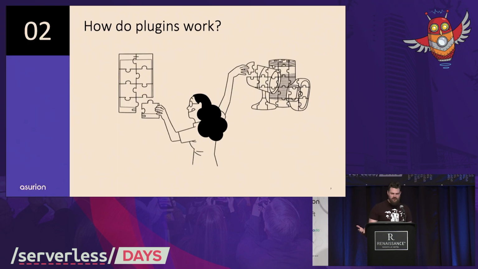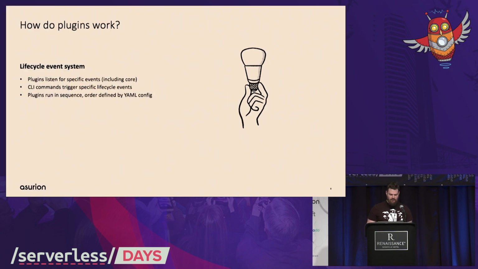So how do these plugins actually work? Basically, the key concept that you want to understand is the lifecycle event system. Under the hood, Serverless has a bunch of events that fire whenever specific CLI commands are run. For example, if you run the deploy command, that is really just going to invoke a sequence of lifecycle events, and these events respond in a very specific order.